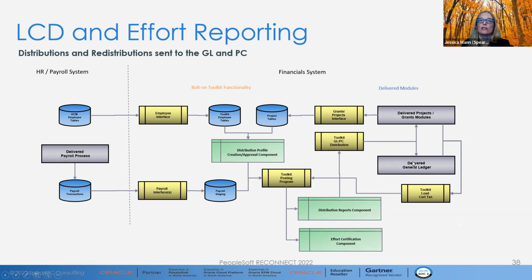After the journal is edited and posted, at that point, we can also send the data to project costing. And then, if you're using effort certification, there's a process to group and create that certification data. The effort certification component looks very similar to the distribution profile, and there is a workflow here where you can go through and certify your effort in the system.